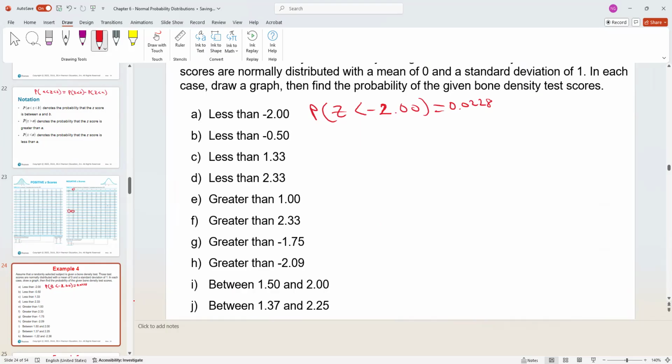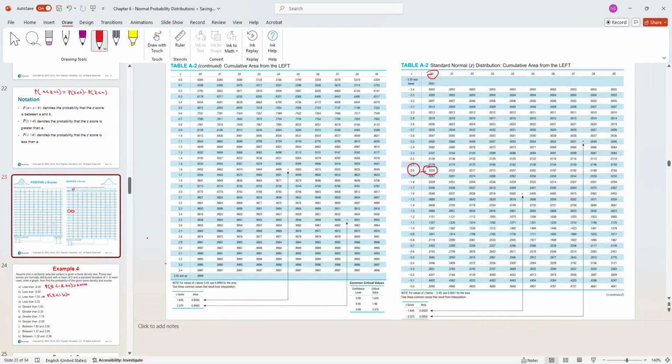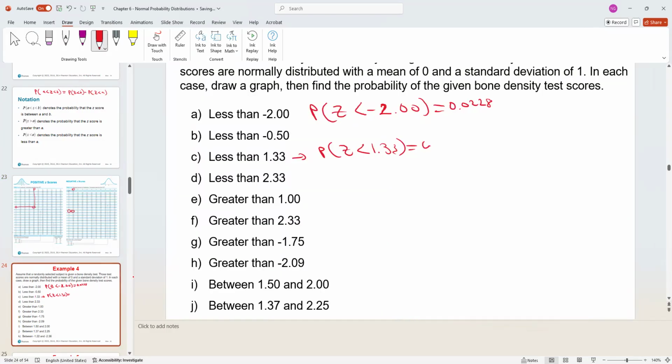Let's do less than 1.33. The probability that Z is less than 1.33 is the same thing. Because we are on the left, you're going to take 1.3, this is 1.33. Let's go, 33 is right here: 0.9082. Okay. So once you understand this, we can continue indefinitely.